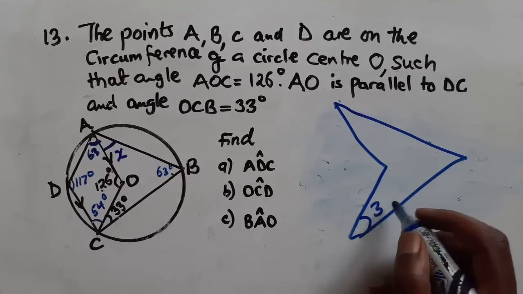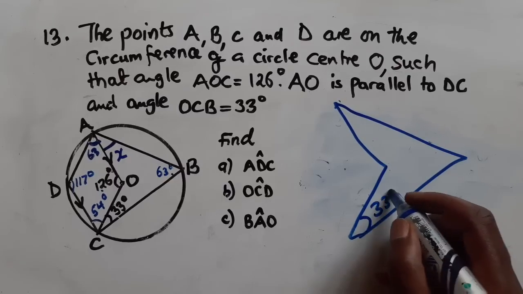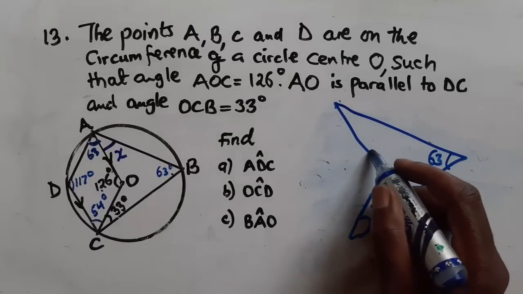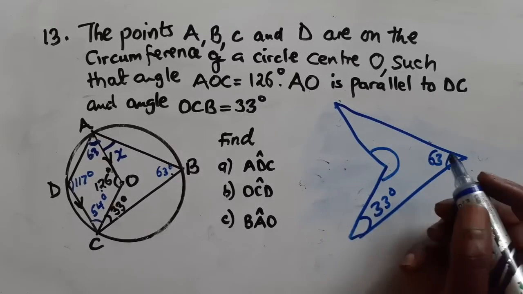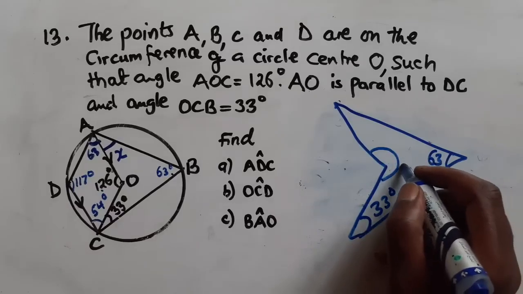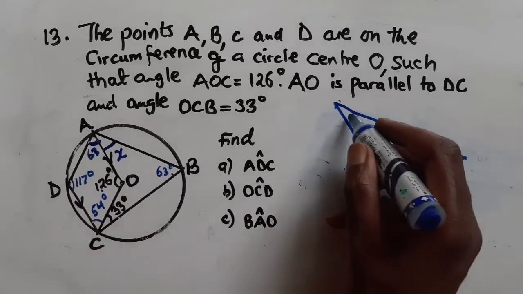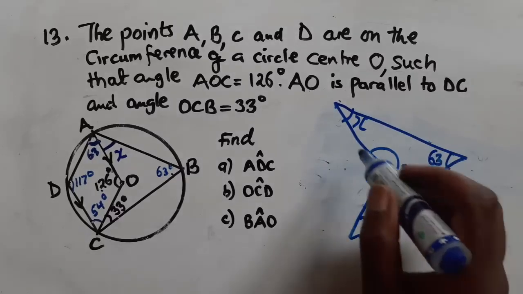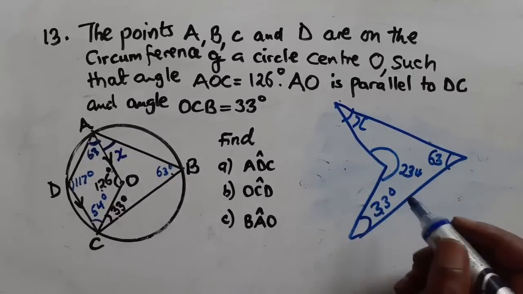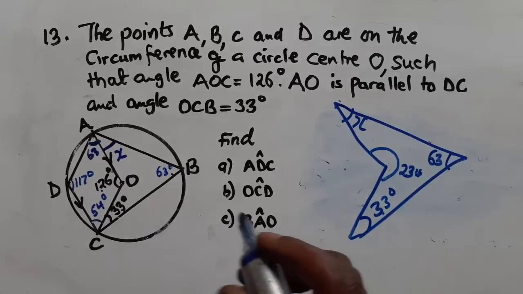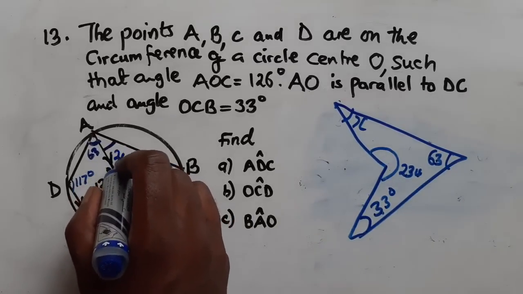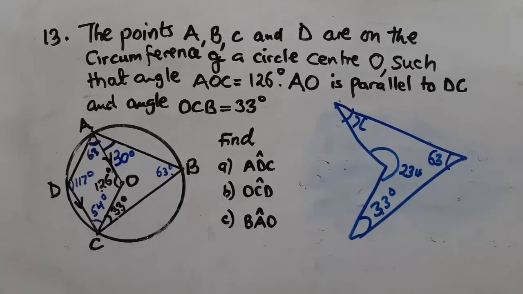We got 33, this is 63, then this angle here, you need to know this angle here. This angle, we got it as 234. Then you have this one. You can also do the same: you add these and subtract from 360. You will still be able to get 30. So this angle here is equal to 30 degrees.